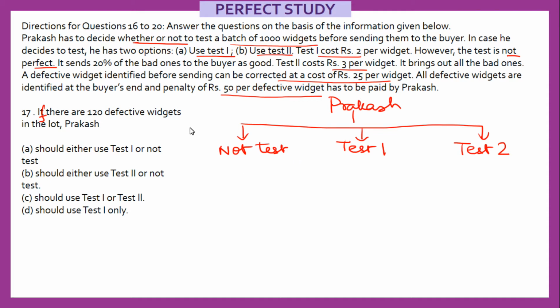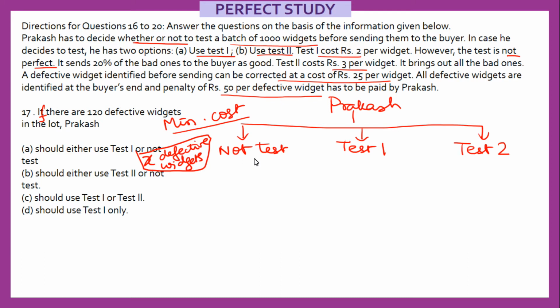Now my decision will be based on what? I will obviously minimize my cost. That is by common sense. It need not be mentioned. Prakash will use that test, or he may not test, in case the cost is minimum. That is our criteria. So let me assume that I have X number of defective widgets.